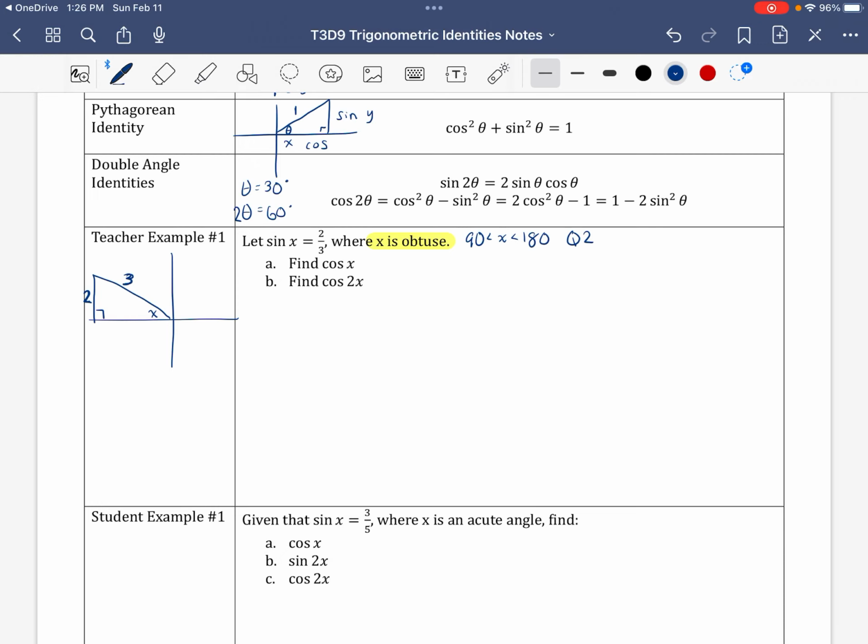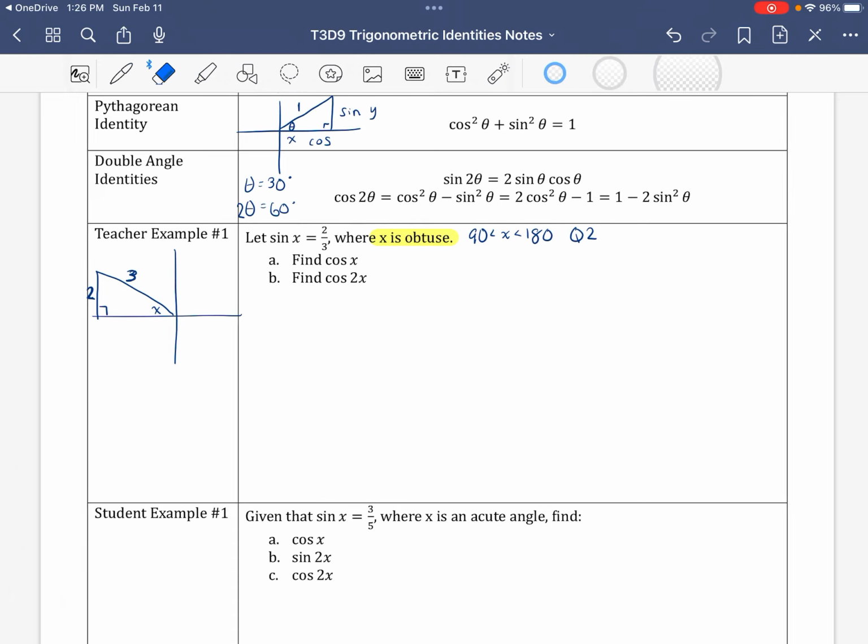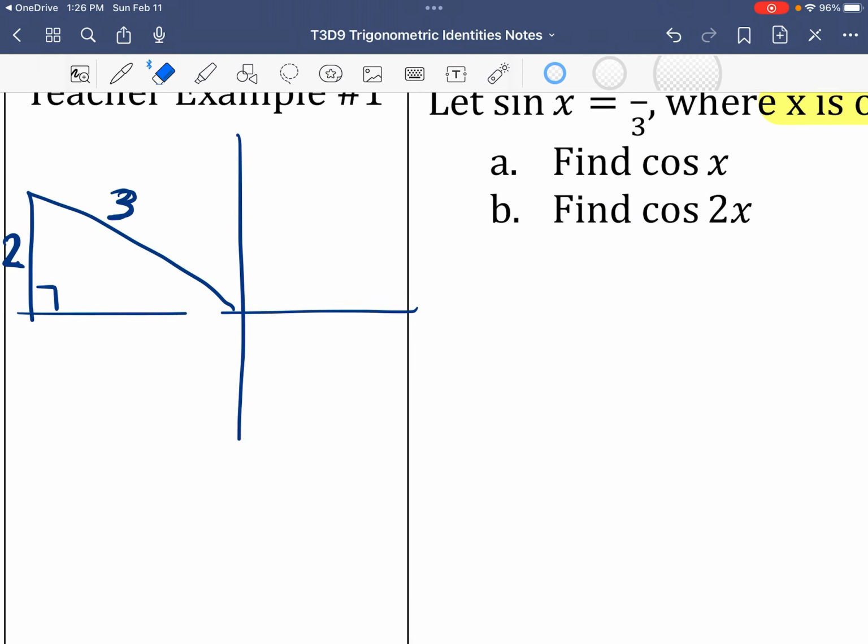Now, this x value, I guess, is technically a little bit wrong. So let's actually get rid of that for a second.